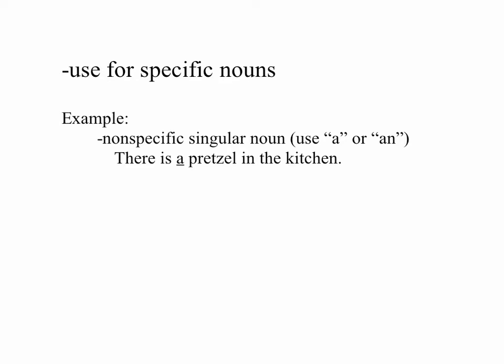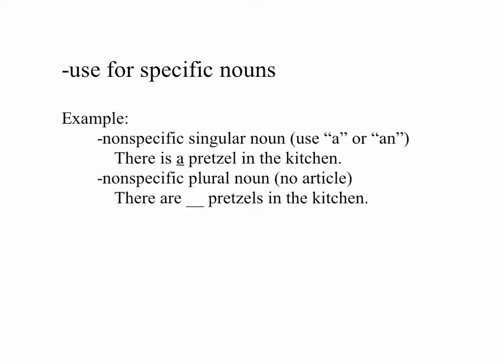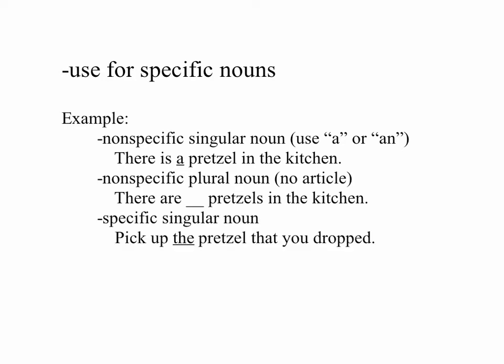Here's an example of the differences. So here's a non-specific singular noun where you would use a or an. There is a pretzel in the kitchen. For non-specific plural nouns, you have no article or the zero article. There are pretzels in the kitchen. For specific singular nouns, then you do use the definite article. Here's an example. Pick up the pretzel that you dropped.